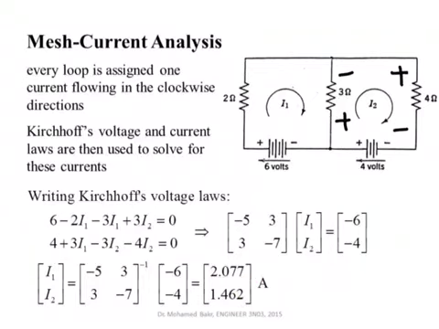And just remember, the current flowing in the 3 ohm joint resistor is equal to I1 minus I2. So it's equal to 2.077 minus 1.461, flowing from top to bottom. Okay? So this is really what mesh current analysis is. You assign to every loop a current, and the current going through any joint resistance is simply the difference between these 2 currents, and then write one equation for every loop.